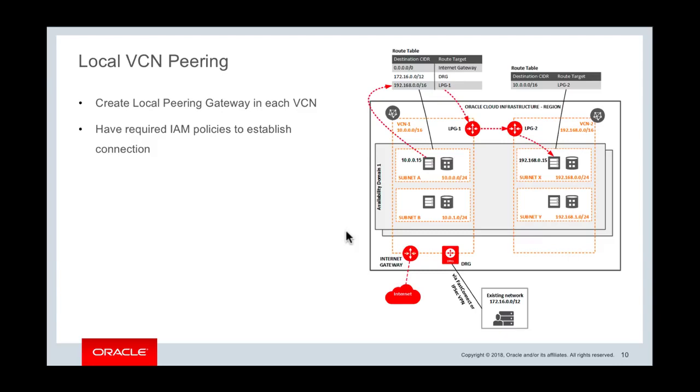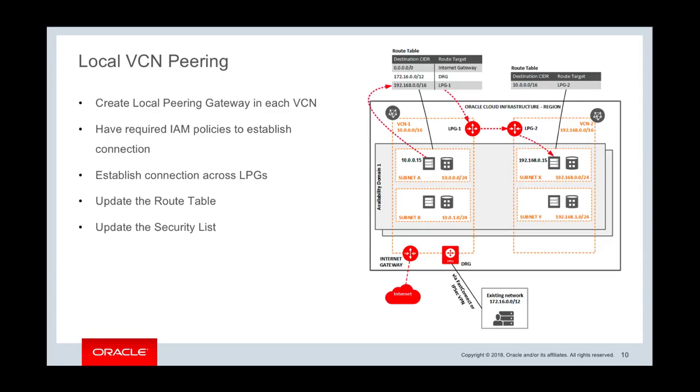Next, you need to have specific IAM policies to establish a connection. Every user who has access to a virtual cloud network doesn't automatically get access to create the LPG or the peering connection. You can specifically open up those policies for users to create that peering connection. Once the user has the specific IAM policies, they can go ahead and establish the connection across the two local peering gateways.